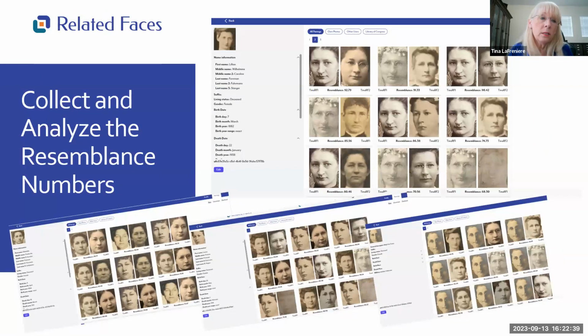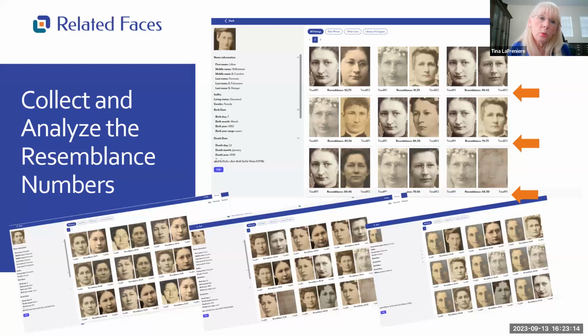A couple of things that make Related Faces different from facial recognition on your phone or on Google or Lightroom is your ability to create the profiles for all of your people, whether they're known or unknown to you, and most of all, our resemblance numbers. Resemblance numbers give you the ability to quantify the similarities and differences in pairings your people make to determine whether a paired face is or is not the person in your photo.